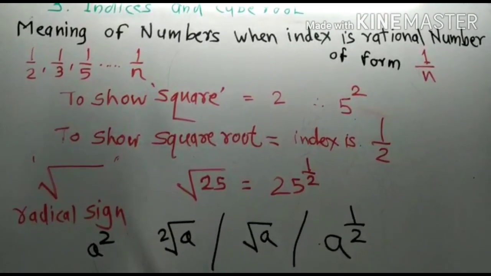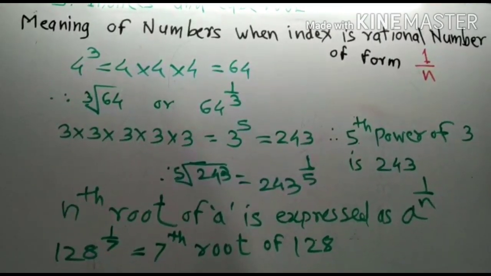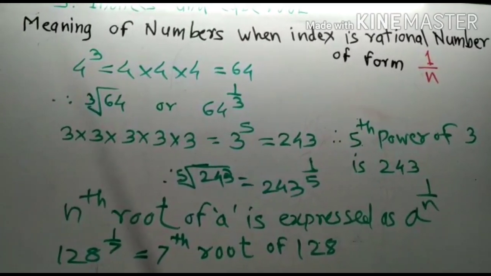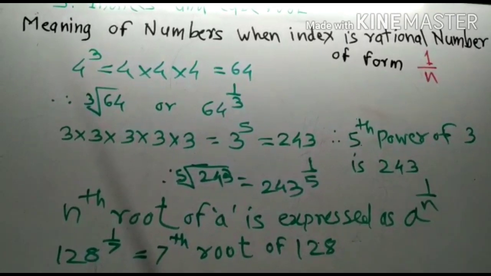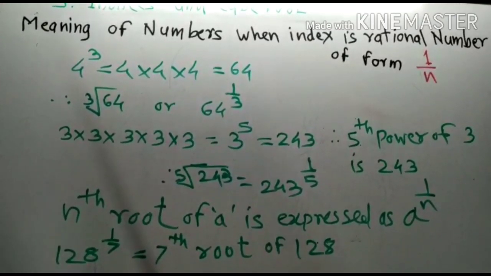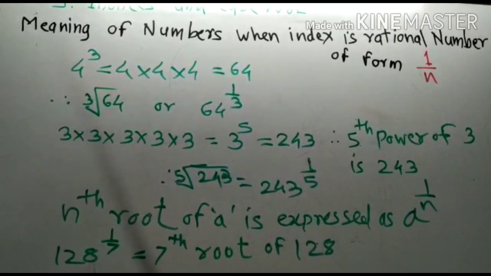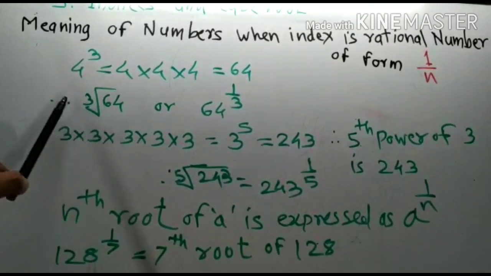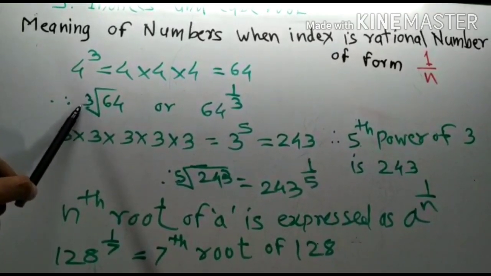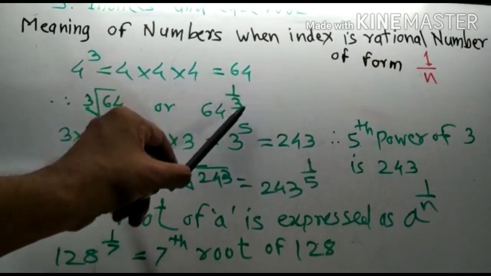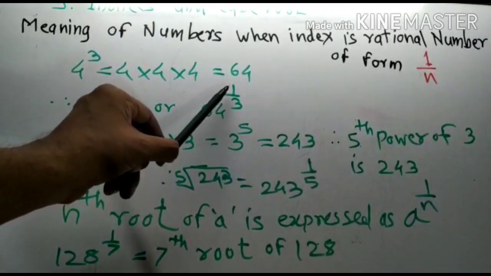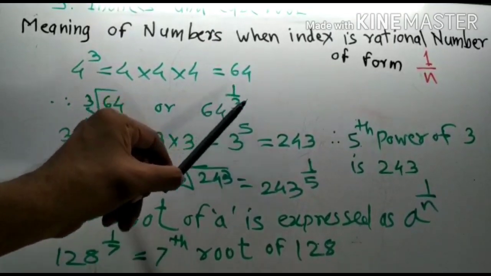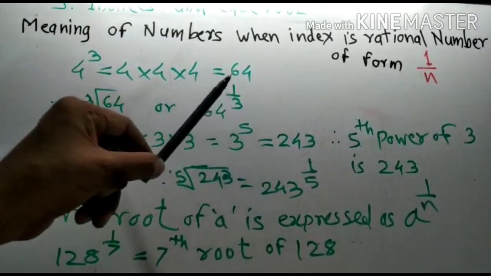It is a rational number. Look at this example. We are going to learn here, 4 raised to 3, means 4 into 4 into 4, the value is 64. The cube root of 64 is expressed in this way. Here we write 3, and in the index form we write like this: 1 upon 3, 64 raised to 1 upon 3 index.